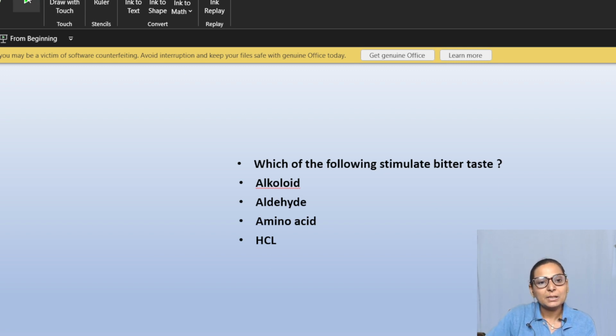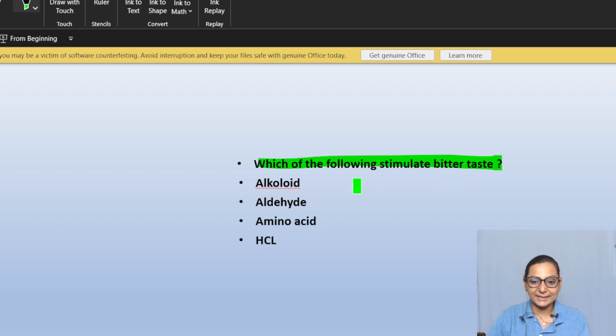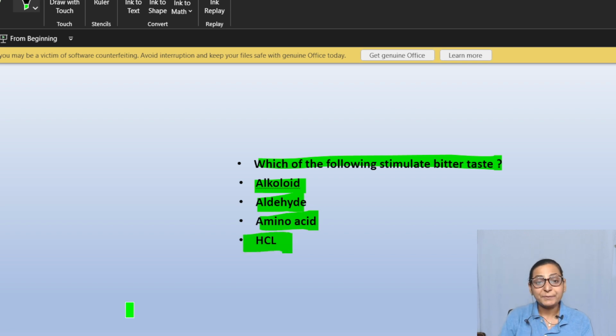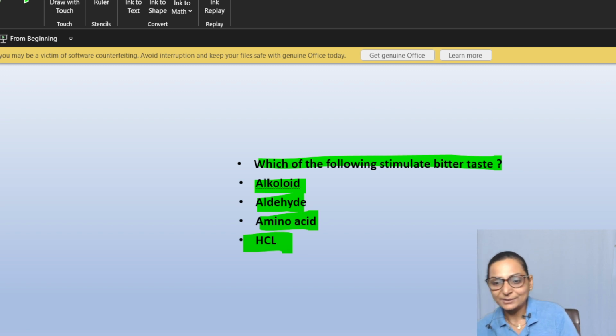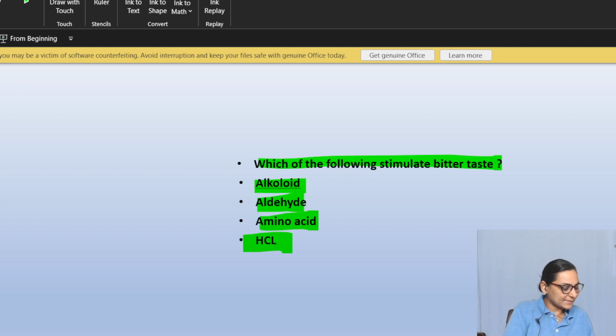Next one. Which of the following is going to stimulate your bitter taste? Options: alkaloids, aldehyde, amino acids, or HCl. So after a very long time, I am seeing a question that is coming on taste and smell, that is your special senses.